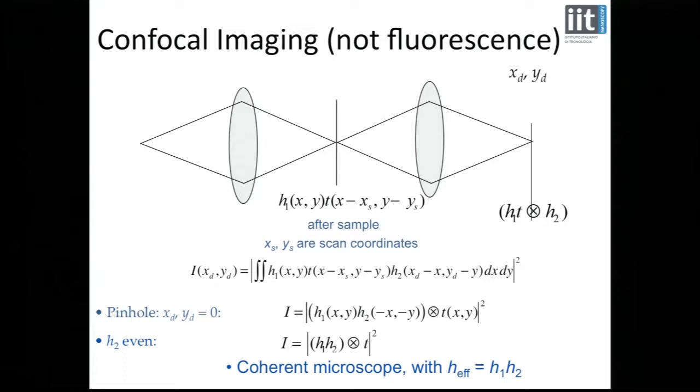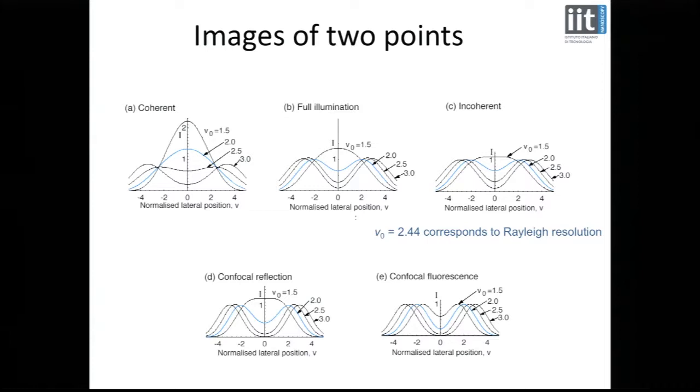Okay, once we know how to calculate the image, we can calculate the image of various things. I showed some of these before. This is the image of two points. You remember I showed these top three plots before for a conventional microscope with different sizes of condenser aperture.